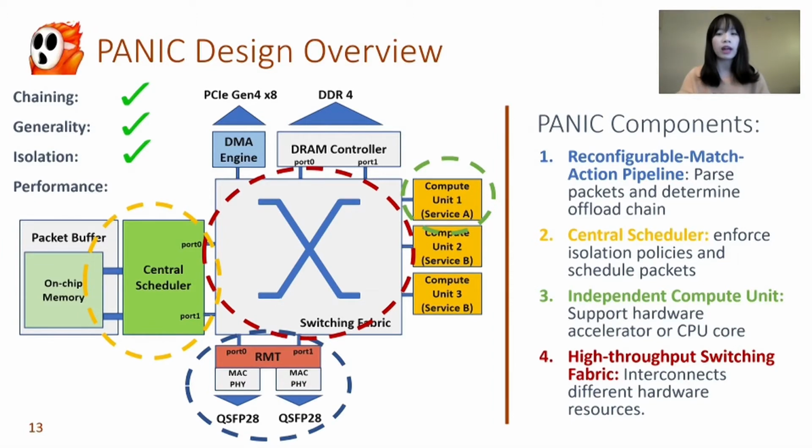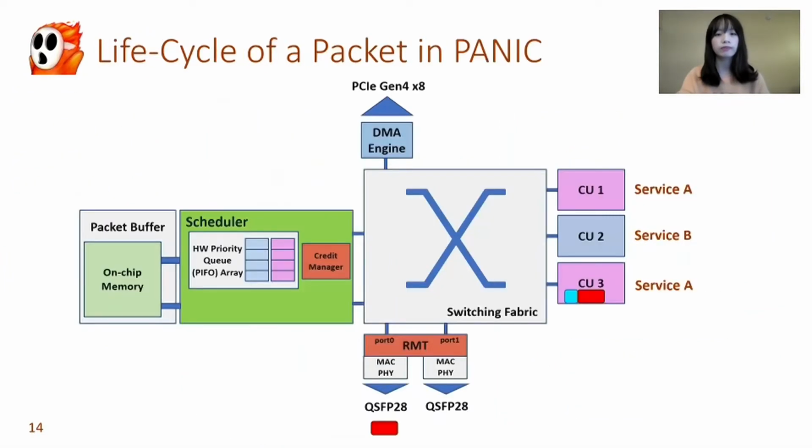Finally, we provision every component's throughput to make sure Panic can meet the performance requirement for 100G networks. In the next few slides, I will first introduce a packet lifecycle in Panic, and then I will go into the design detail in the order of RMT pipeline, scheduler, and compute unit, and finally I will introduce the switching fabric. To help you understand how Panic operates when packets are received, let me use a simple example.